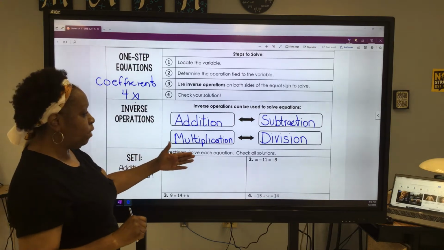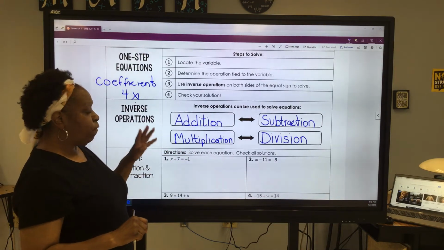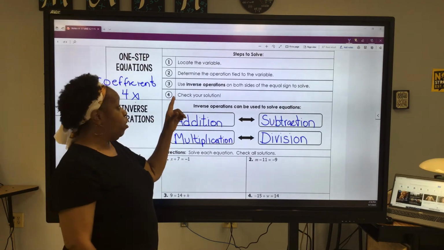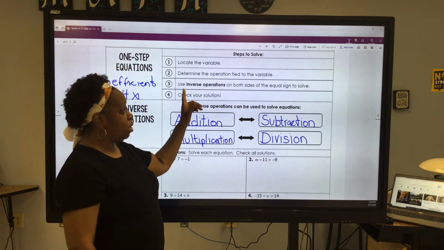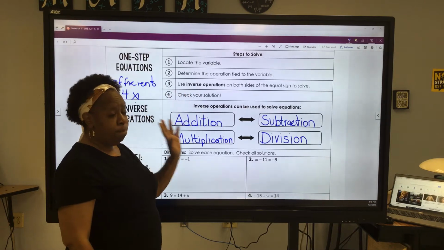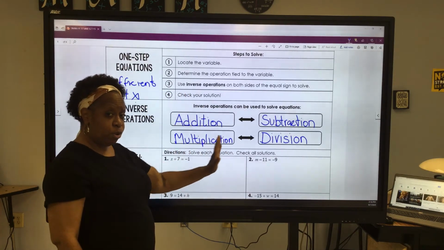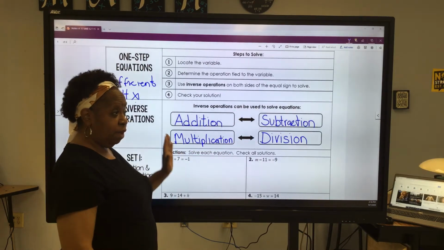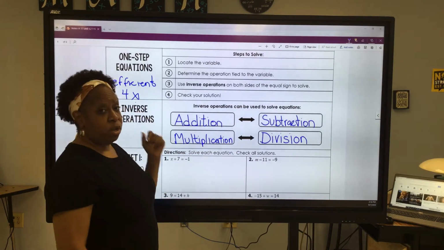So when we get ready to solve these problems, let me remind you, there are 4 simple steps. Find the variable you want to isolate. Then you're going to use the inverse operations to move the number or numbers to the other side of the equation, either right to left or left to right. Then you can check your solution.